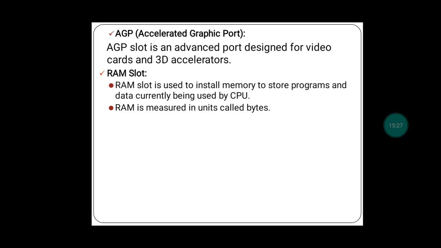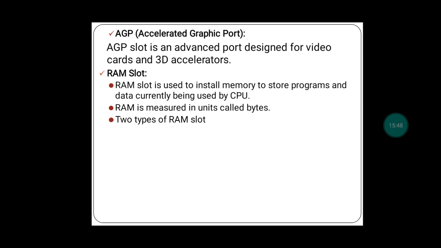Okay, and RAM is measured in terms of bytes. Nowadays everybody is using a mobile phone. How do we measure how much RAM it has? We say 2 GB RAM, 3 GB RAM. That is nothing but GB, in the sense gigabytes.